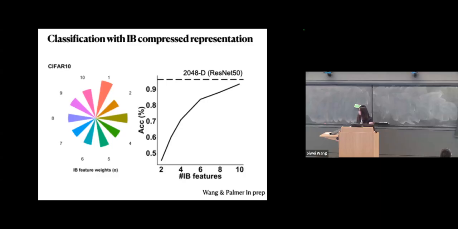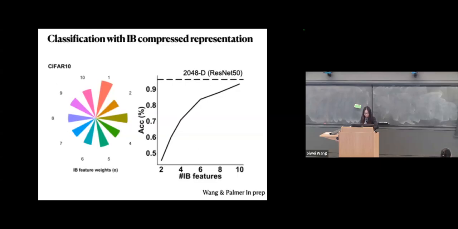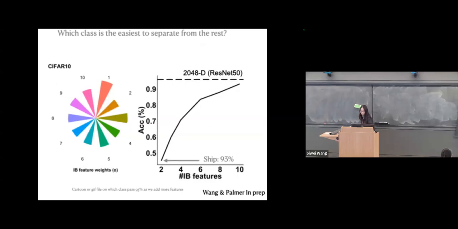And now I'm going to show you, by adding IB features according to how much they contribute to classification, the answers to the two questions I told you. The first one, the ship does hit 93% if we use only two features. So Greg is right. And the second is, as we cascade along this hierarchy, the last two features are dedicated to classifying cat and dog. So Jay is right again.